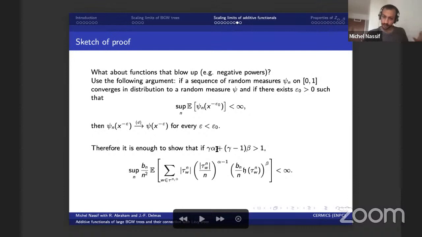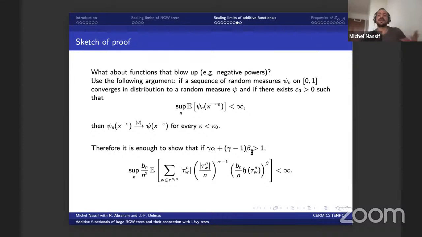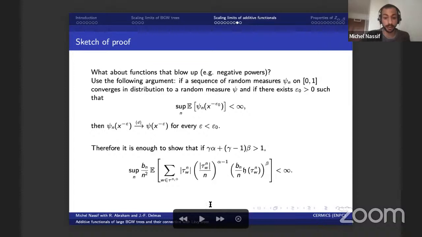Right? So just a quick recap, how did we prove our main result? We just proved that some functional is continuous and applied the continuous mapping theorem. And then we proved that it's tight in a proper space of measures by doing an L1 estimate, a moment estimate. And then we are finished.